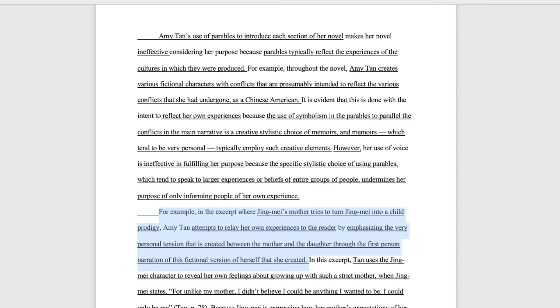And in the next paragraph, in which I begin to delve into my text evidence, I begin by once more providing additional information and telling the reader about a specific excerpt in which Amy Tan attempts to tell her own personal story through fictional characters. I also provide additional information that proves this is her purpose, namely the first-person point of view.